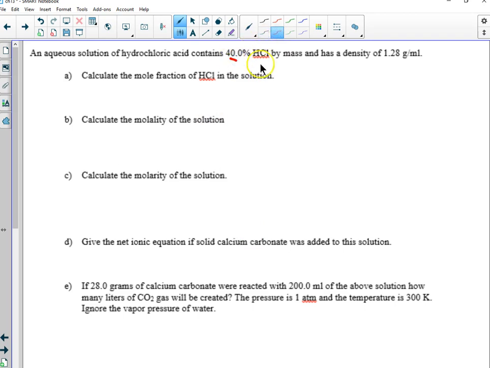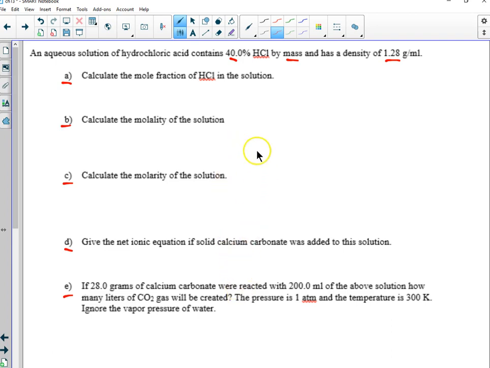It's giving you percent by mass. We did a practice problem like this, you may or may not remember. It gives you density, all right? It asks for mole fraction, molality, molarity, net ionic, and then some other stuff. I would like to give you 13 minutes and see how far you can get into this problem.